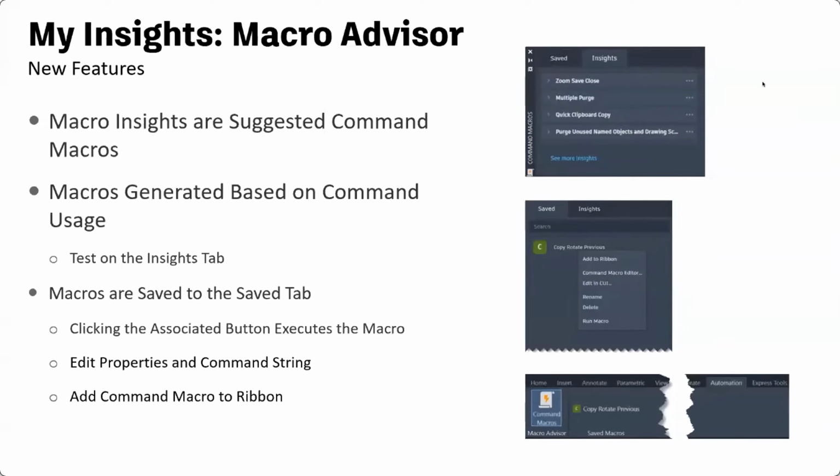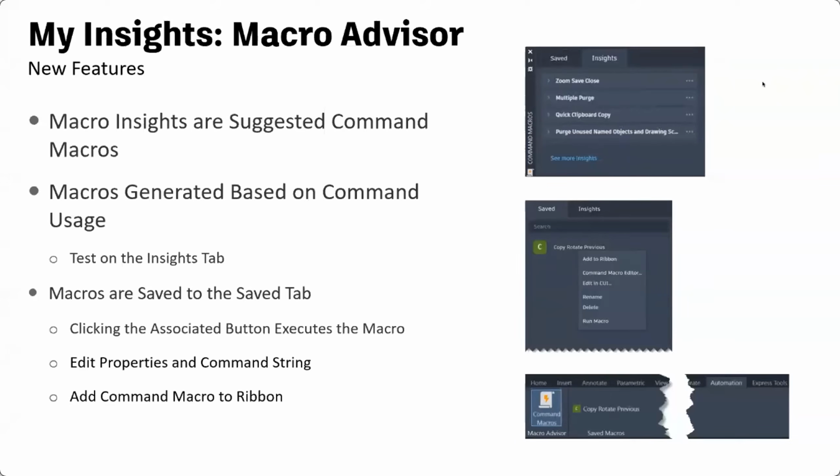So in the Insights tab, you will receive the suggested macros, and then you can expand each macro insight to see the description and its associated new command macro. You can click Try to test a command macro before saving, or click Save to add the command macro to the Saved tab.